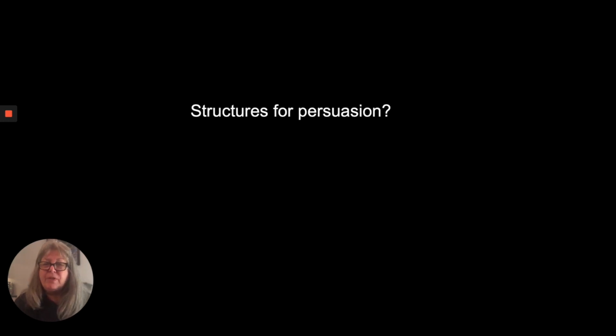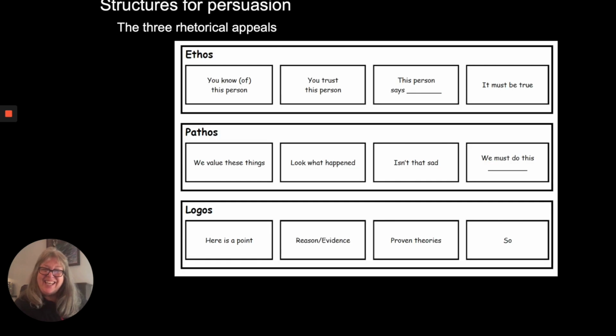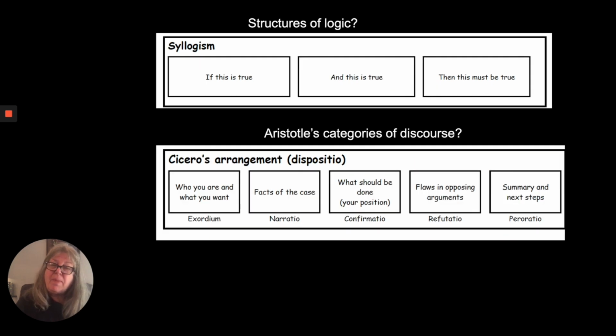What about for persuasion? The 3 rhetorical appeals. Ethos, pathos, and logos. We could set those up as text structures and make it really easy for students to learn how to do these. What about in logic, or the classics, Aristotle, Cicero? We can take any of those and turn them into the little text structures that make things so easy for students.